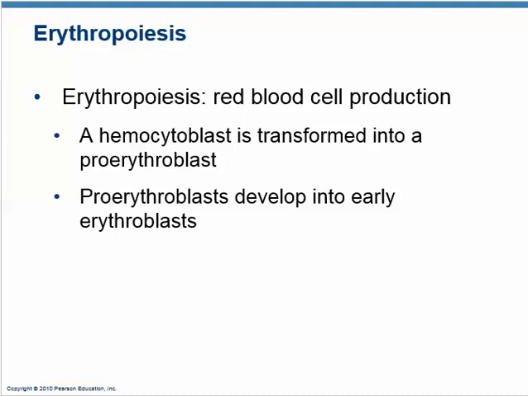The hemocytoblast, the hematopoietic stem cell, gets stimulated by a hormone called erythropoietin that makes them transform into something called a proerythroblast. Now, I'm not going to expect you to know all the stages of this, but basically what happens here is that because of hormones, it starts on a course of changing.